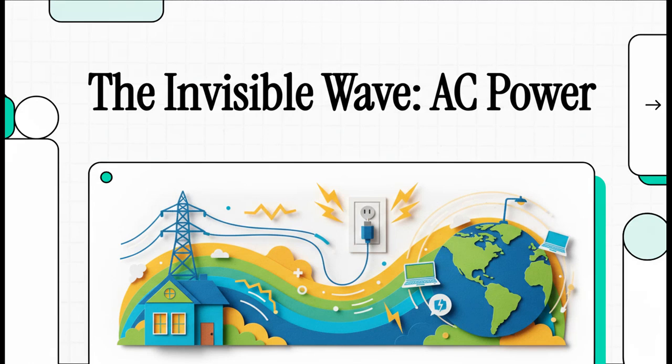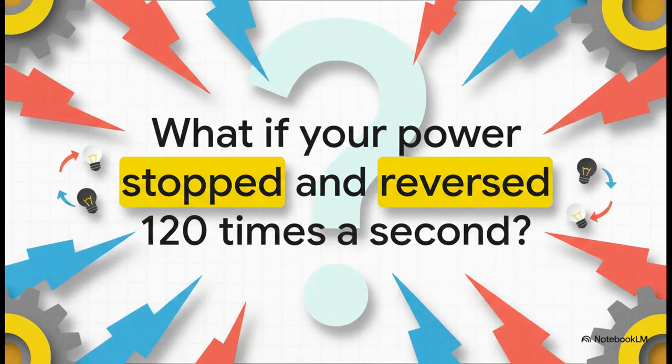Welcome to the Explainer. Today, we're looking at something that powers our entire world. But here's the thing: it works in a way that seems completely, well, wrong. We're talking about alternating current, or AC. So, let's just kick things off with a question that honestly sounds like it's straight out of science fiction. But I promise you, it is happening in your home right this very second.